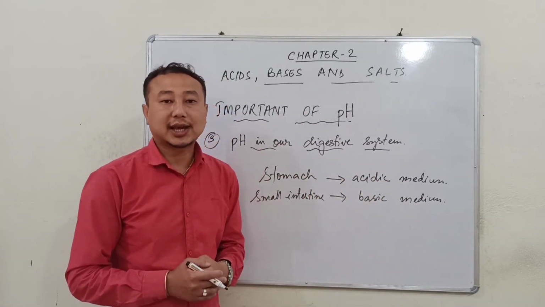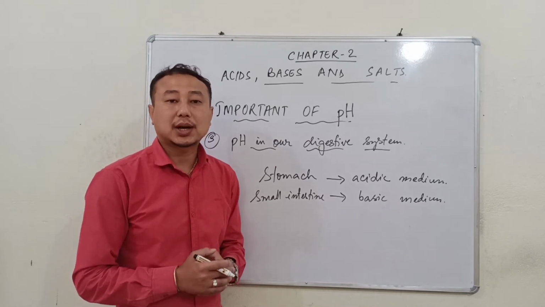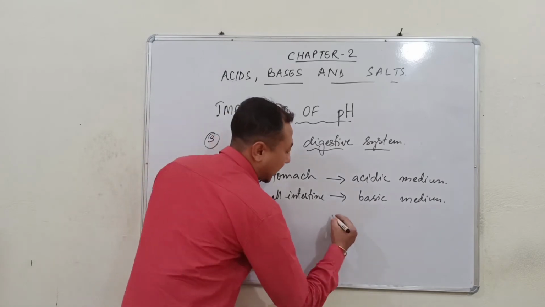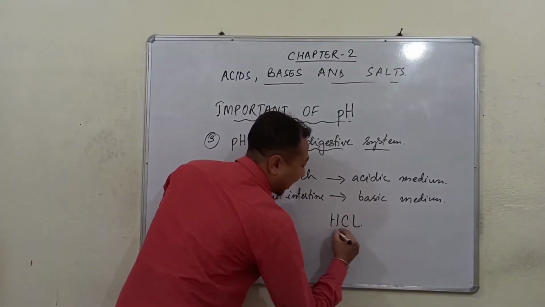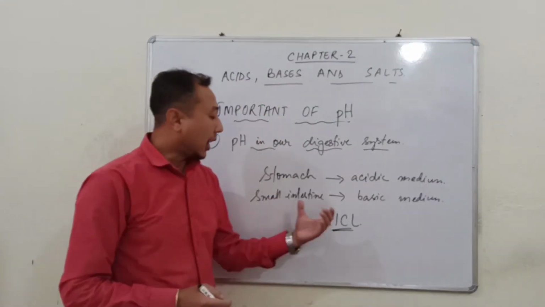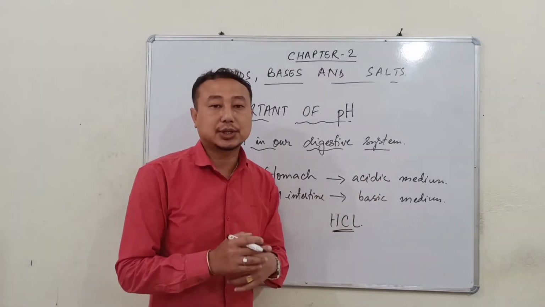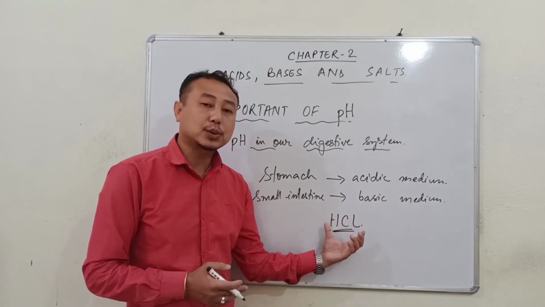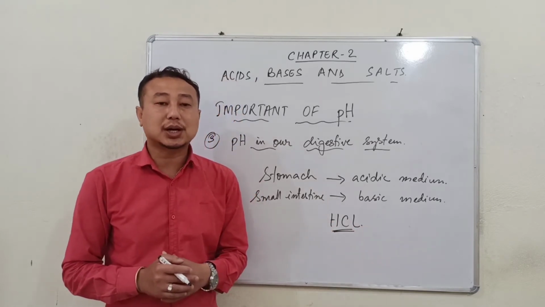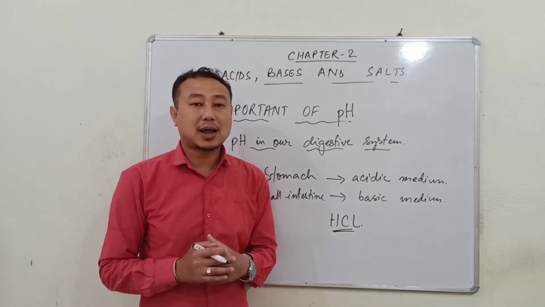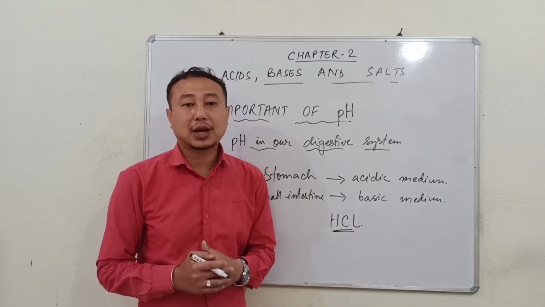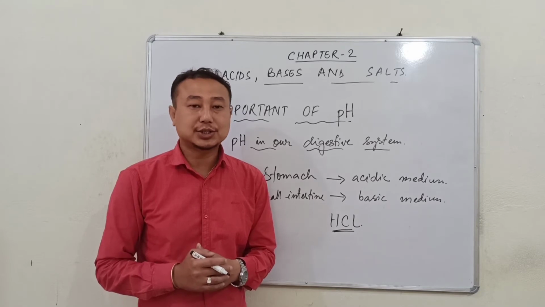a gland known as the gastric gland. This gastric gland produces a juice known as gastric juice, which includes an acid known as hydrochloric acid. The hydrochloric acid helps in creating an acidic medium. But sometimes during indigestion, the amount of hydrochloric acid produced by the gastric gland is very high, which causes pain and irritation, and we say that we are suffering from gastric or acidity.